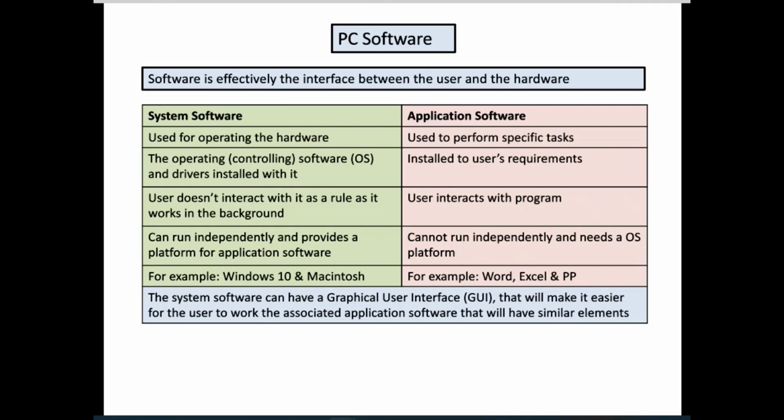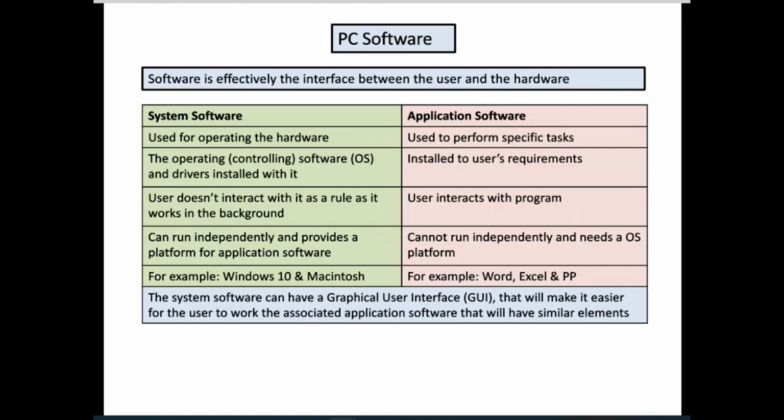Okay. Then with regard to your application software, it is used to perform specific tasks. So Outlook has a specific task, Word has a specific task, PowerPoint has a specific task, all of that. It is installed to the user's requirements. You're only going to put the application software that you plan to use on your machine. It's also a problem that all of us have. We often put application software on that we don't use, and then it just takes space on our machines, and then after a while we wonder why our machine becomes slow.